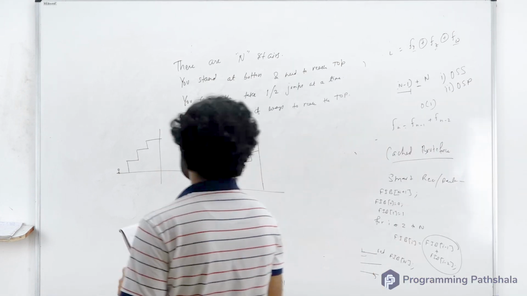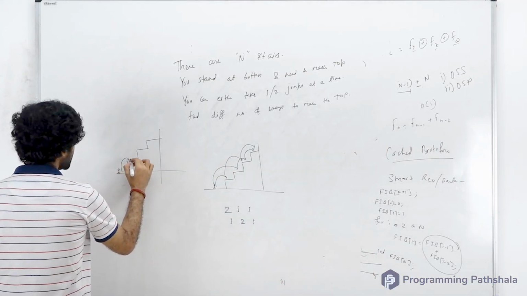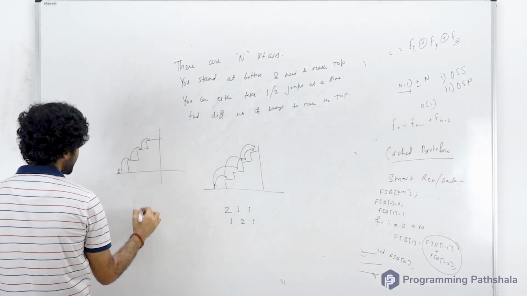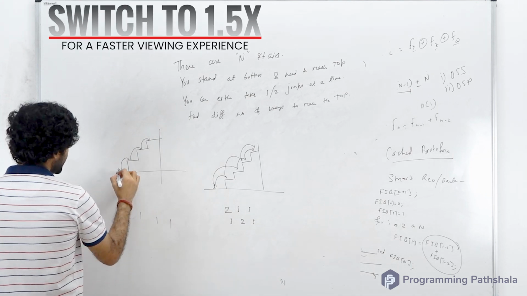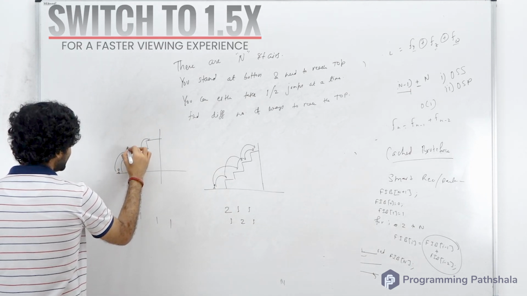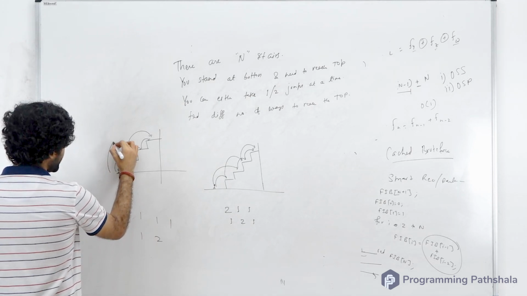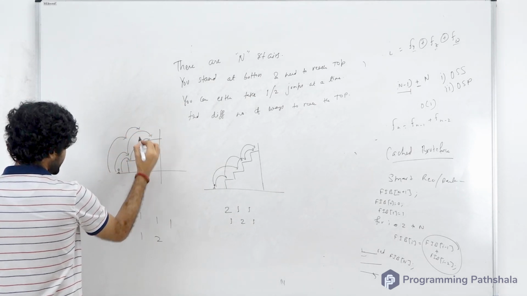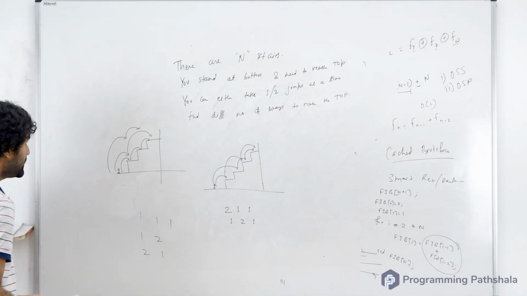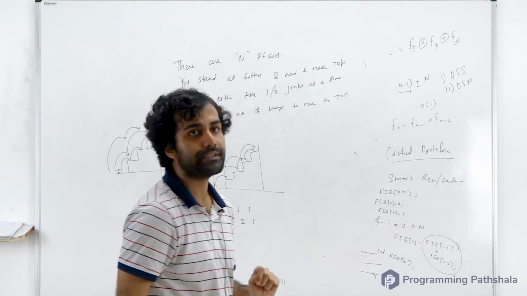So the first one is 1 unit, 1 unit, 1 unit. So this is like 1 1 1. The next one is 1 unit and then 2 units. So this is like 1 2. The next one could be 2 units and then 1 unit. This is like 2 1. So these are the different ways to reach the top.